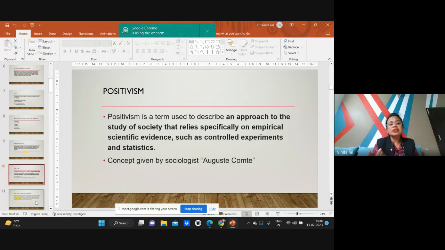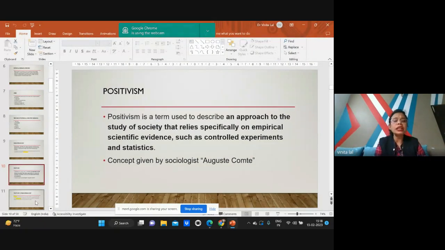This approach emerged in the 19th century and challenged the traditional style of acquisition of knowledge, which was primarily based on speculation, imagination, and guesswork rather than scientific methods. So the main assumption is that only reliable and authentic knowledge can be called scientific knowledge, or positive.